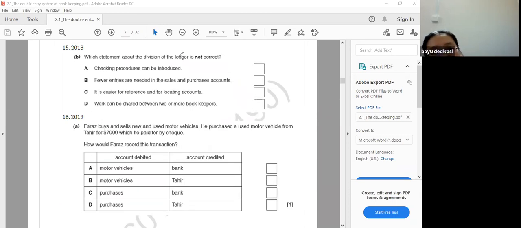Which statement about the division of the ledger is not correct? Checking procedure can be introduced. Few entries are needed in the sales and purchases account. It is easy for reference and locating the account. Not correct, division of ledger. How many ledgers do you have? You have sales ledger, purchases ledger, general ledger, cash book, and petty cash book. So all these ledgers, why do we have this? This is called division. Why do you have so many different types of ledger?